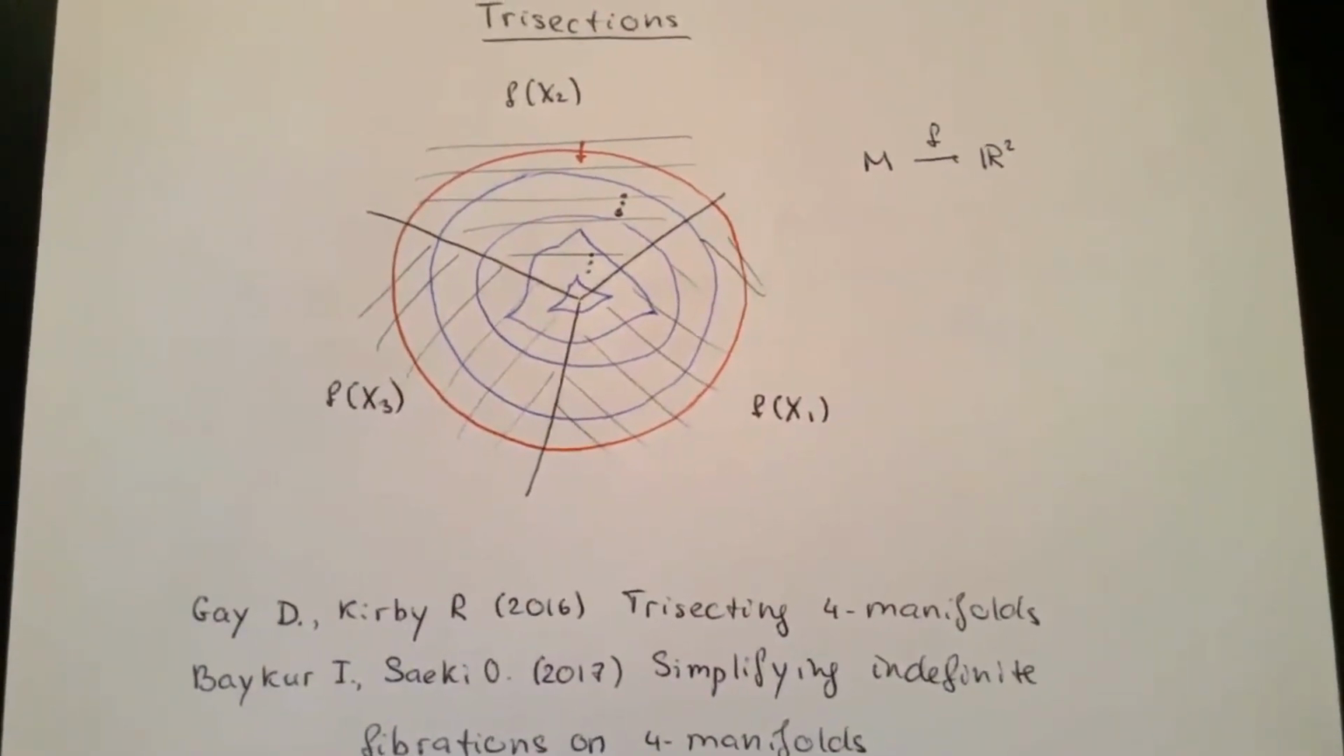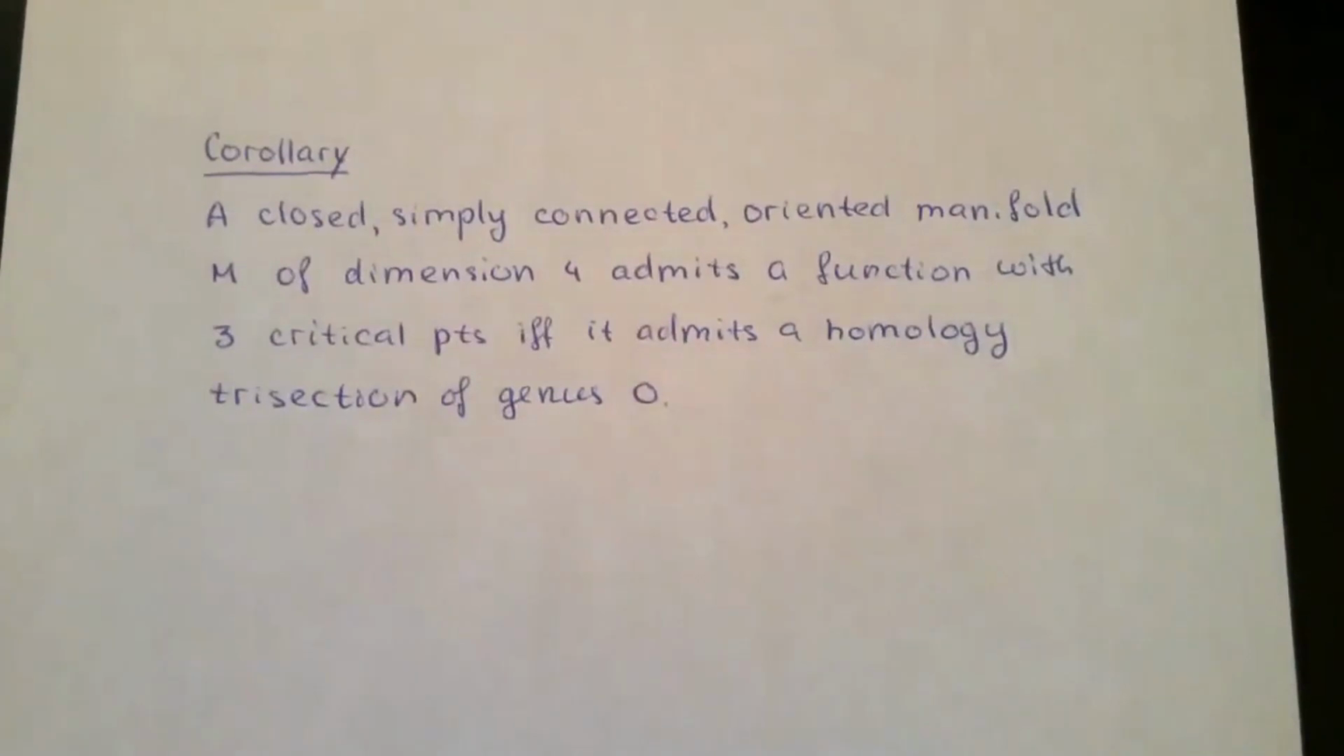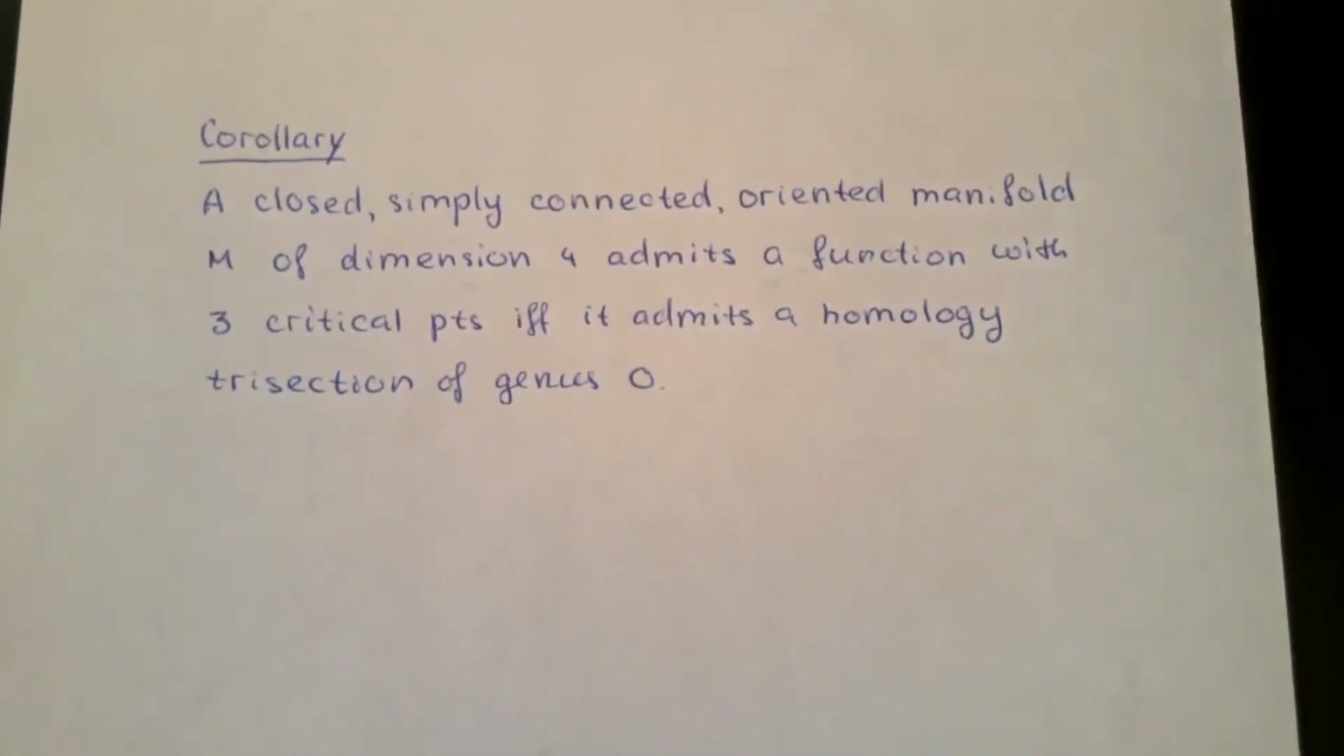So the relation of trisections and homology trisections to the original problem that I discussed is clarified by the following corollary. A closed, simply connected, oriented manifold M of dimension 4 admits a function with 3 critical points if and only if it admits a homology trisection of genus 0.